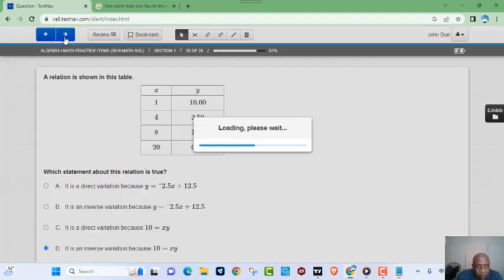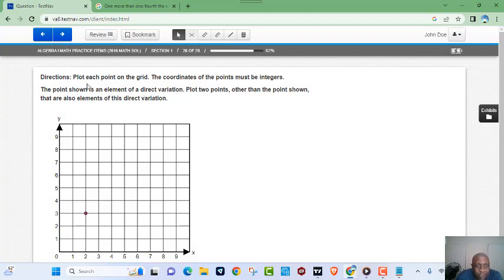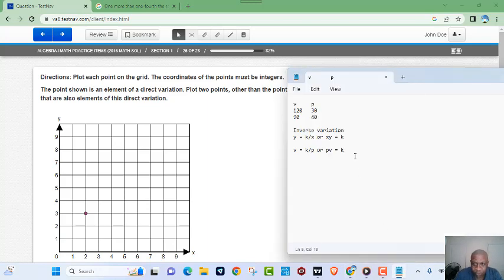All right, we're almost done. Directions: plot each point on the grid. The coordinates of the points must be integers. The point shown is an element of the direct variation. Plot 2 points other than the point shown that are also elements of this direct variation. Okay, well, for direct variation, we know that the formula is y equals kx.